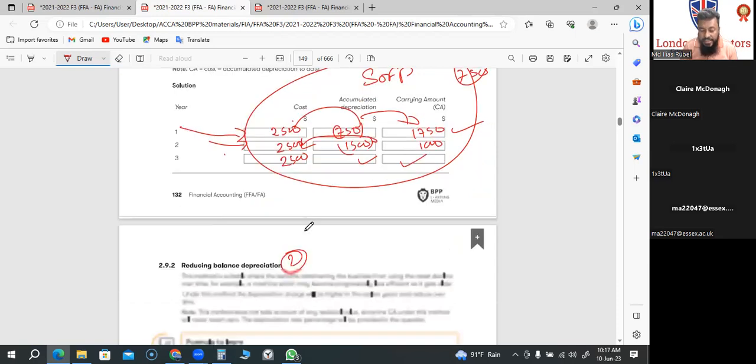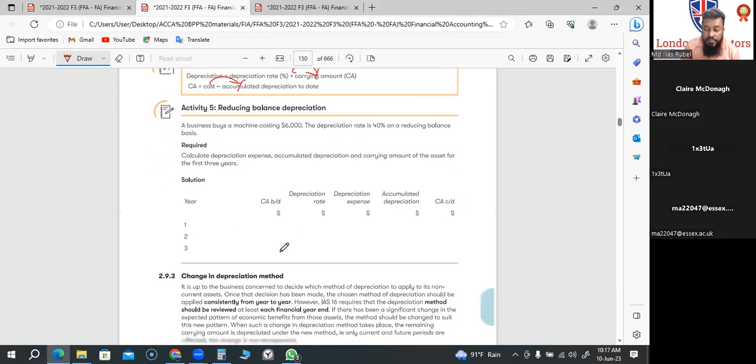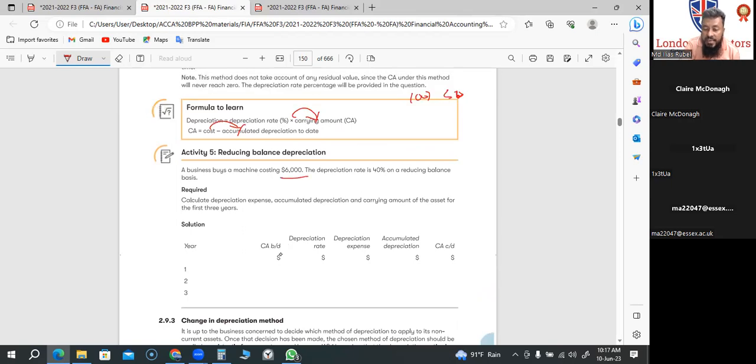The last topic for today: reducing balance, also called diminishing balance. The only difference is in the formula. You charge a percentage. There will be a percentage, 10%, 5%, or 15%. You do the percentage on the carrying amount. And what is the carrying amount? Cost minus accumulated depreciation. For example, they gave an example, 6,000 and depreciation is 40%. So 6,000 is the first year carrying amount and cost is the same. You do 40% here to get your depreciation.